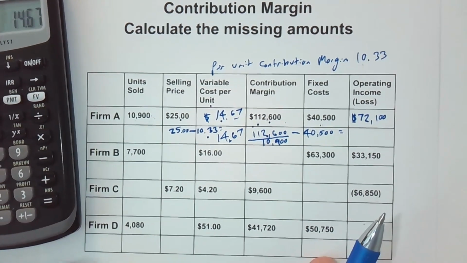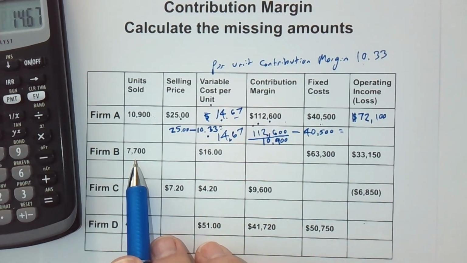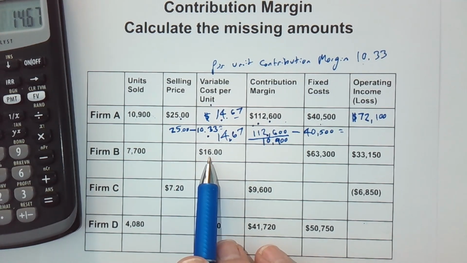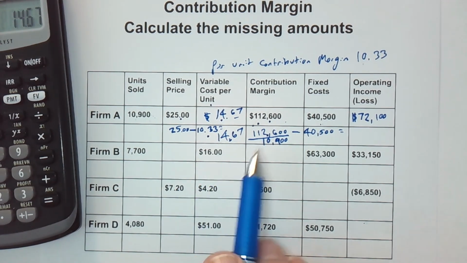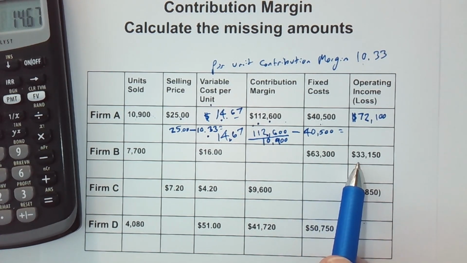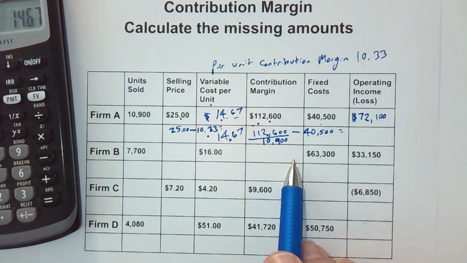Next, for firm B, we're told the number of units sold. We don't know the selling price. We do know the variable cost per unit. We don't know the contribution margin. We do know the amount of fixed costs, and we do know the operating income. Let's start out by figuring out the contribution margin.